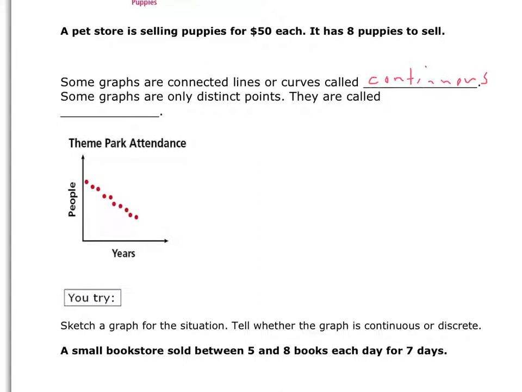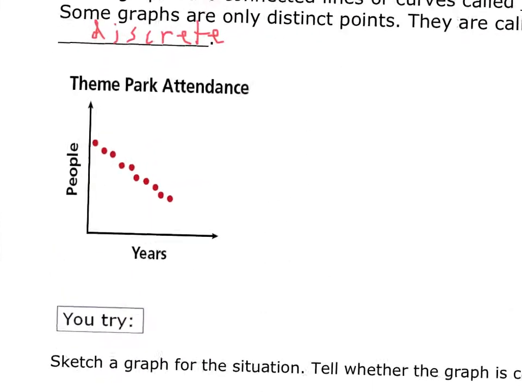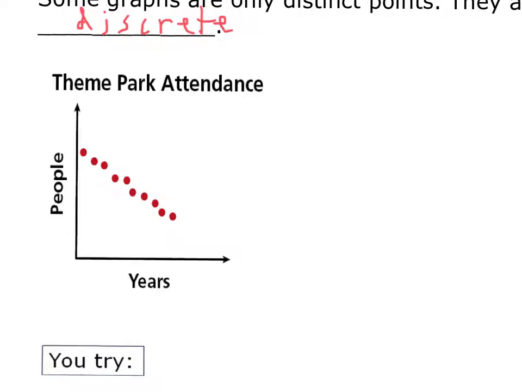And some graphs are only distinct points, and they are called discrete. Connected lines are called continuous, and some graphs that are only distinct points, those are called discrete. So let's look at this example right here. We have a theme park attendance, comparing people and years, and we want to know if this is a continuous graph or a discrete graph. As you can see, you just have a bunch of individual points or distinct points, so this would be a discrete graph.